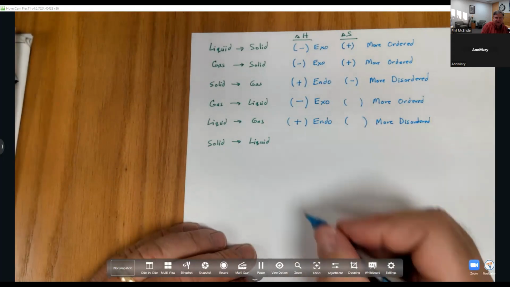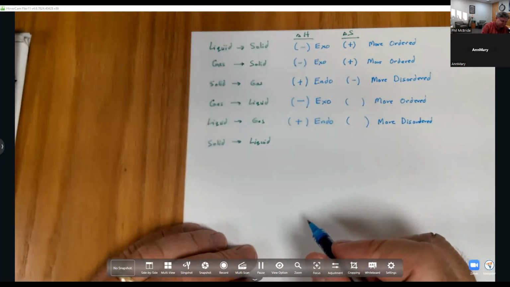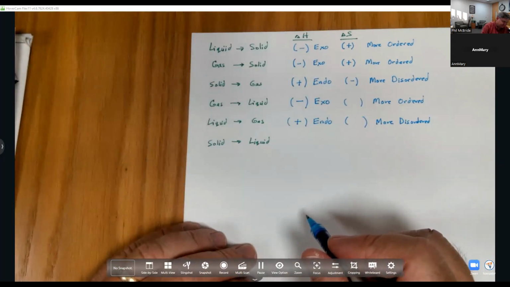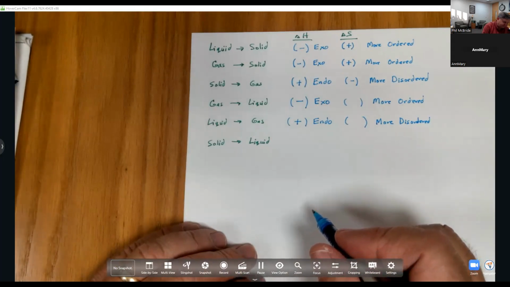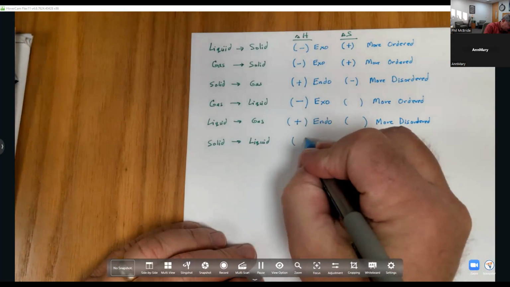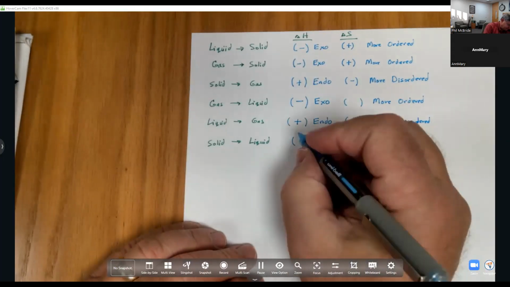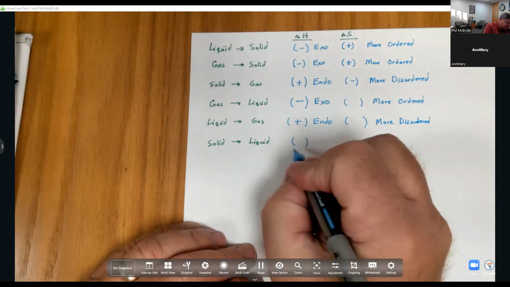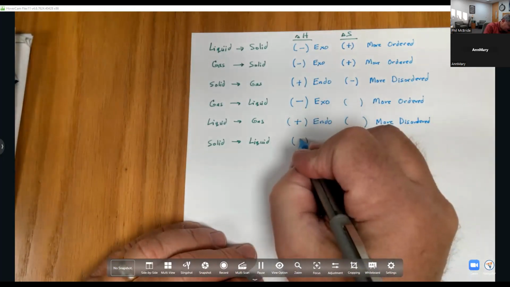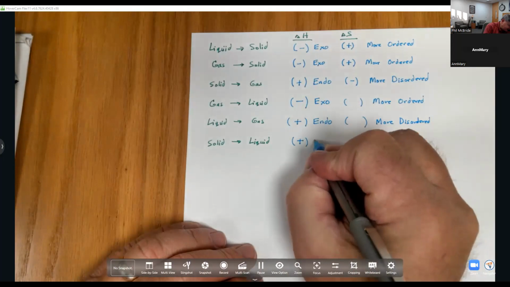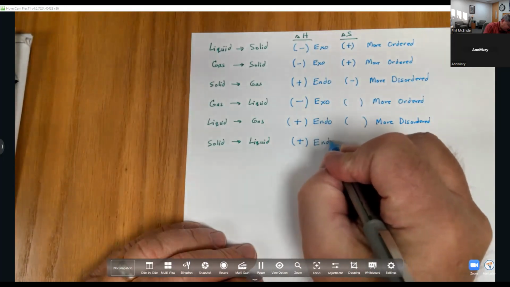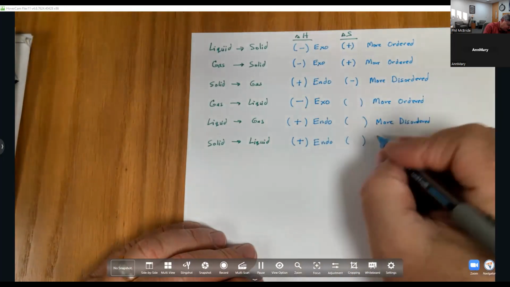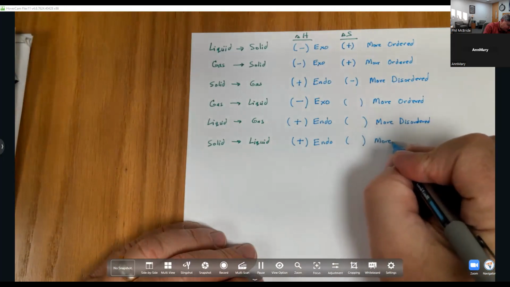And a solid to a liquid. Would it be positive? So it's going to lose or gain energy. Is it going to gain energy? Yes. More ordered or more disordered? More disorder.